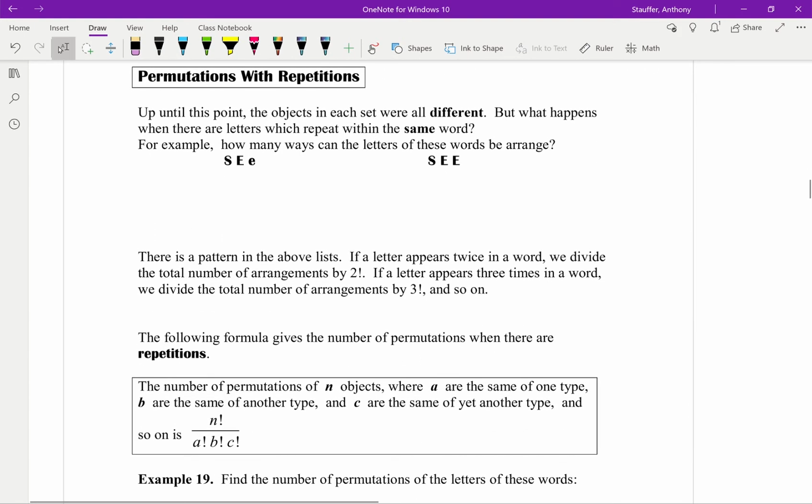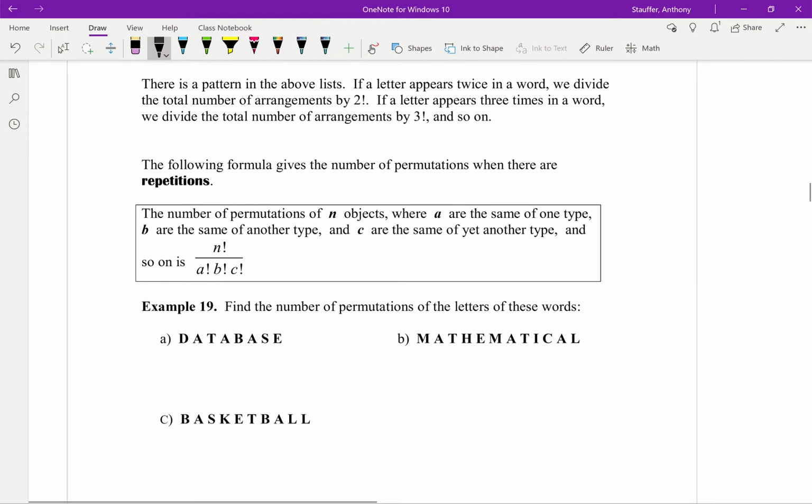Now, permutations with repetitions. I'm going to ignore this one right here, but when we look at the word see, if I wanted to arrange those letters, well, if I label that as E1 and I label that as E2, S E1 E2 is the same thing as S E2 E1. So what I need to do is find a way to get rid of the repeating letters. And it turns out the way that we do this is very, very simply by dividing them out. Okay, well, what does that mean?